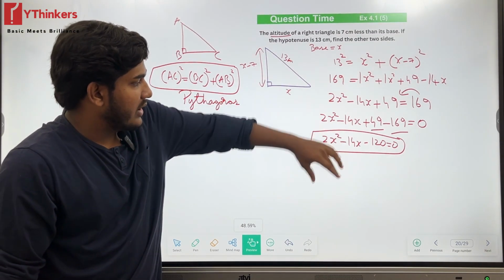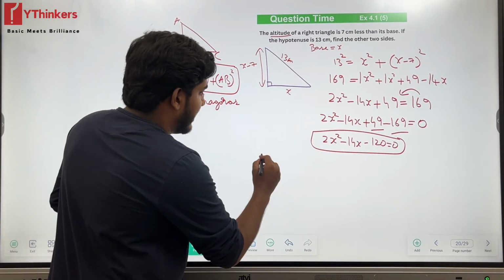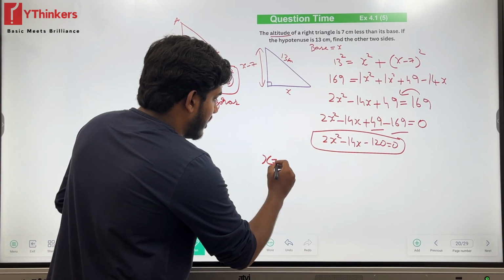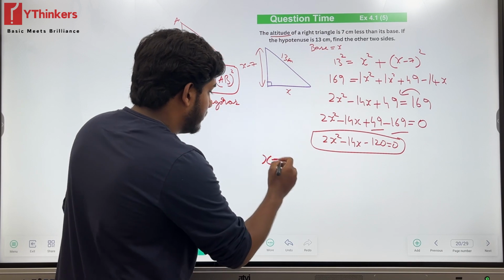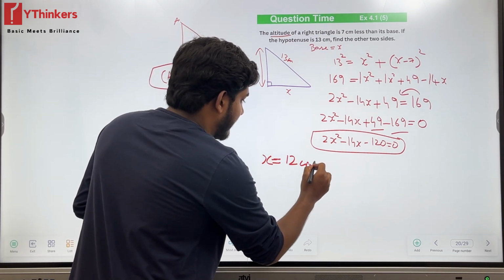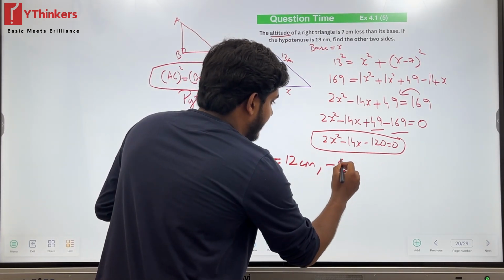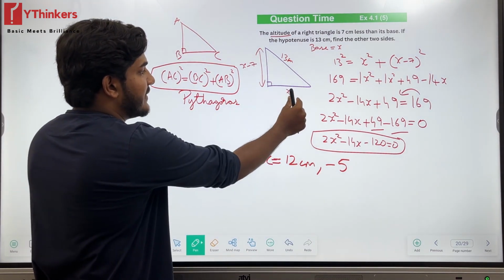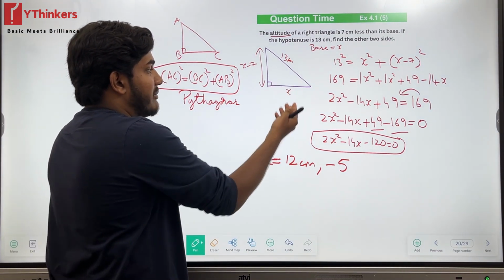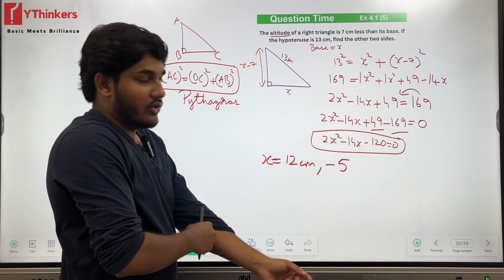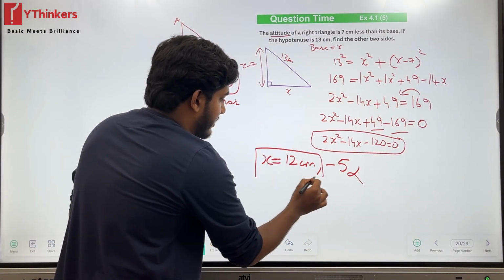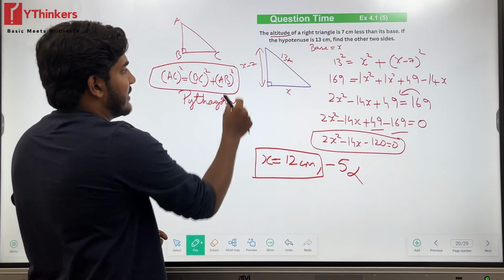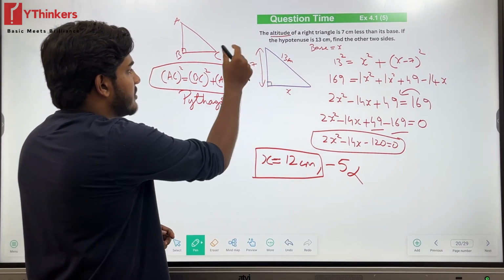What value of x you should get is, x should be 12, and I guess one more answer is minus 5. But can the base be minus 5? It is a measurement. No. Can I have minus 5 centimeter as the base of triangle? No. So this is not valid. So only this you have to take, and using this find the altitude. What is 12 centimeter minus 7? It should be 5 centimeter.